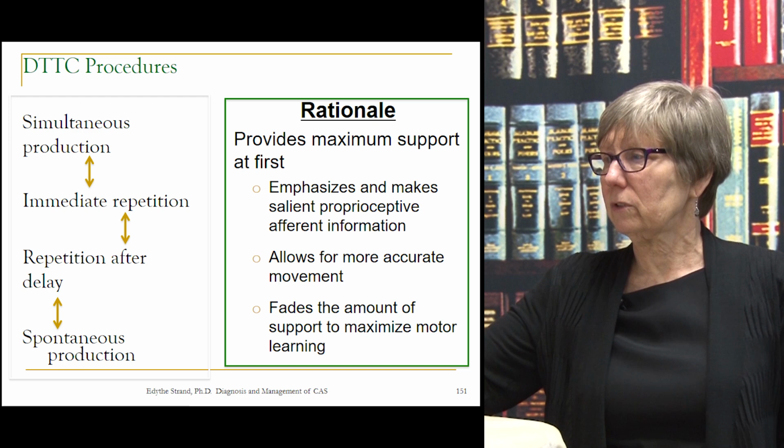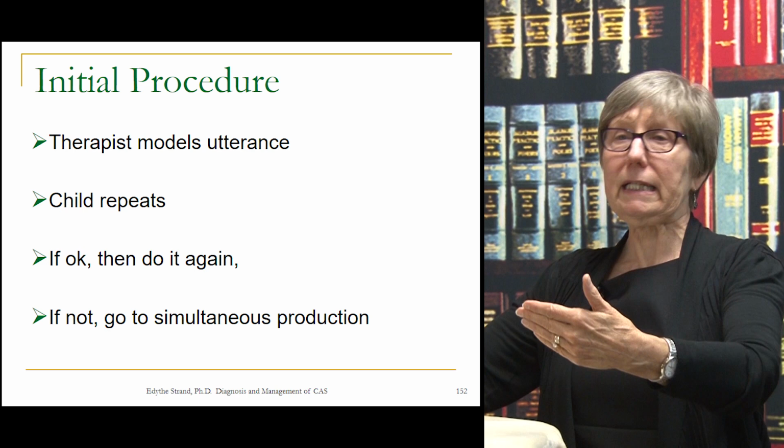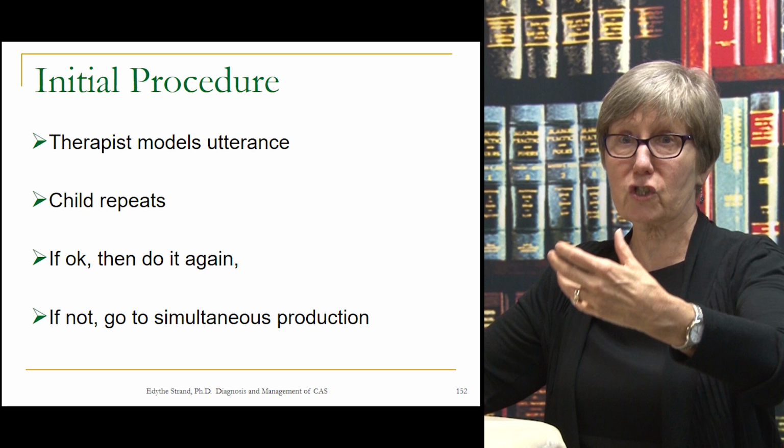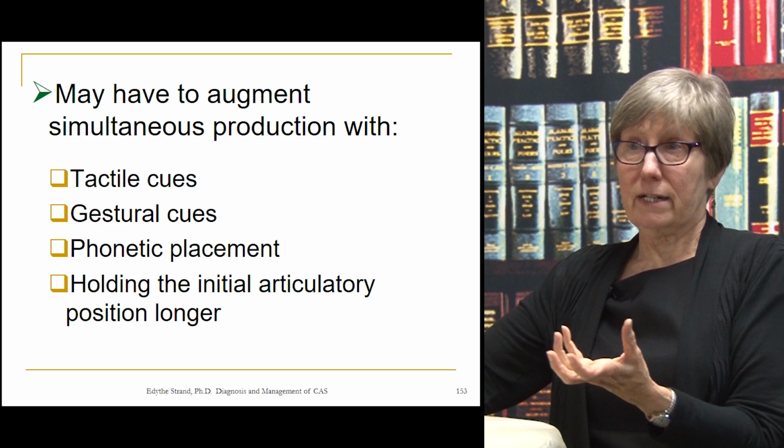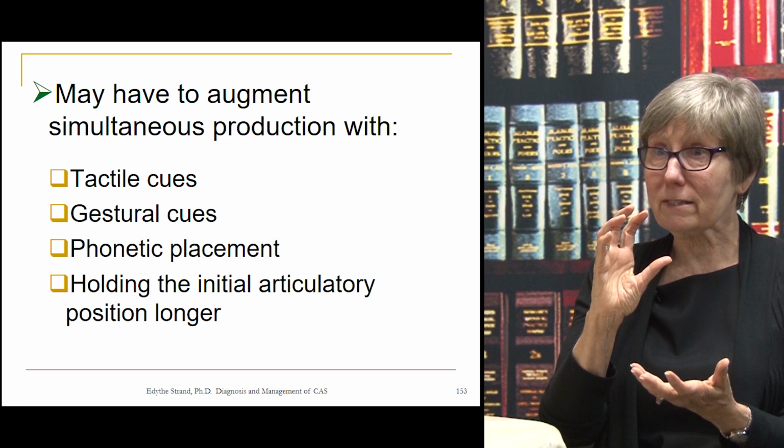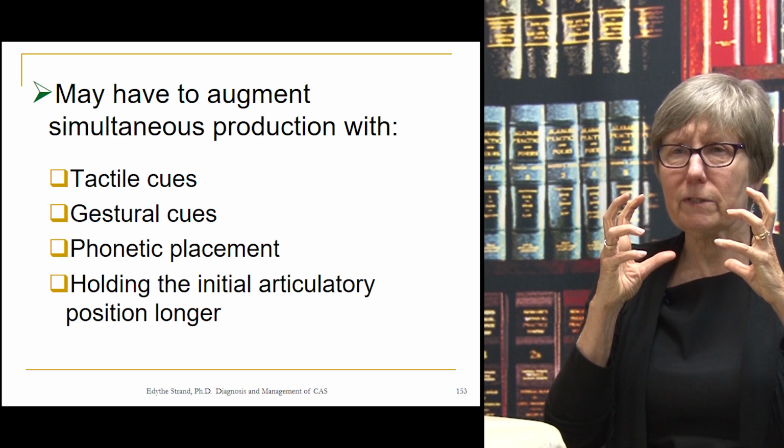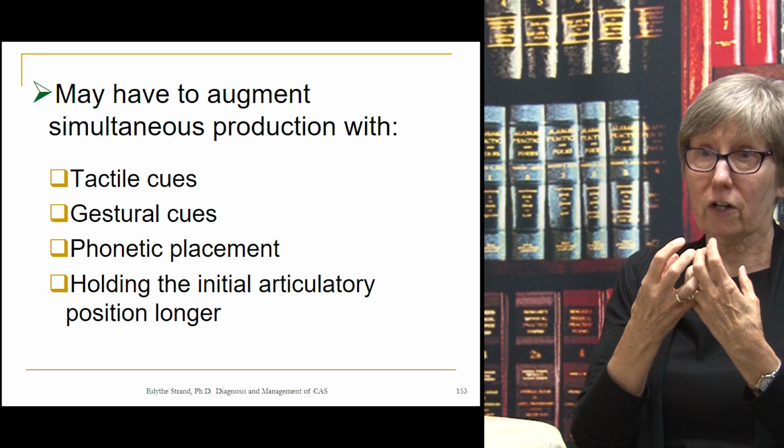So just to review, therapist models the utterance, child repeats. If that's good, you just keep at the direct imitation level. If not, you go to slower simultaneous production. At that point, especially with kids that have more severe impairment, you may have to use tactile cues, gestural cues, sometimes even phonetic placement techniques that we're all used to using. And we may want to really work on proprioceptive processing by having him or her hold that initial articulatory configuration longer and then going more slowly through the movement transition.